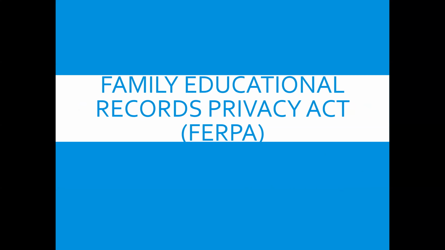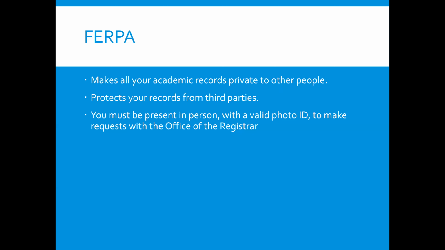We will now be going over FERPA, otherwise known as the Family Educational Records Privacy Act, FERPA for short. FERPA makes all your academic records private to other people. It protects your records from third parties. You must be present in person with a valid photo ID to make requests with the Office of the Registrar.